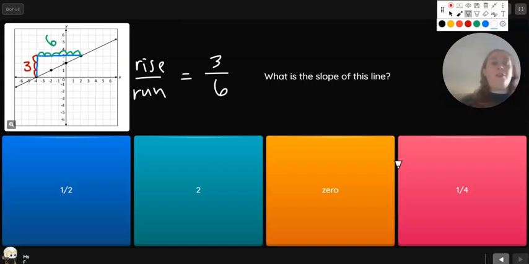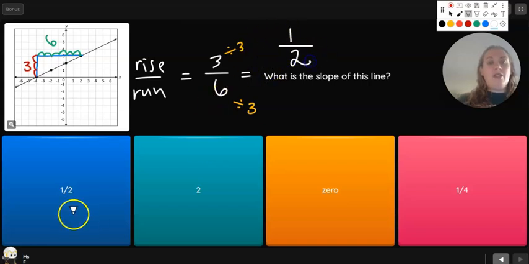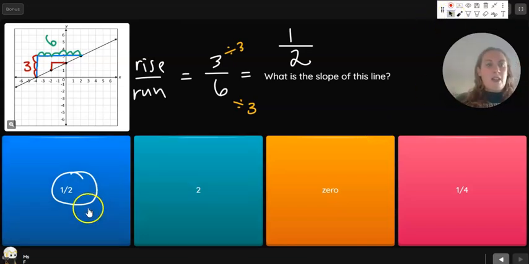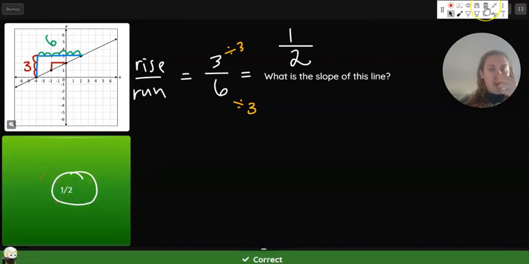So what we need to do is reduce this fraction. A number that goes into 3 and goes into 6 is 3. So we can divide both numbers by 3 to reduce the fraction. 3 divided by 3 is 1. 6 divided by 3 is 2. So we do have a slope of 1/2, right? We're going up 1 over 2. So that's just our reduced fraction for the slope. Select that, and we'll go to the next slide.